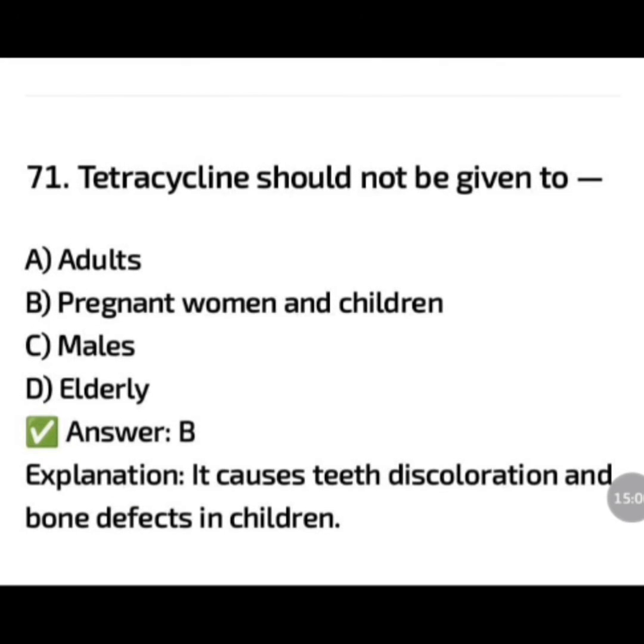Tetracycline should not be given to: adults, pregnant women and children, males, or the elderly? The correct answer is option B, pregnant women and children. It causes teeth discoloration and bone defects in children.